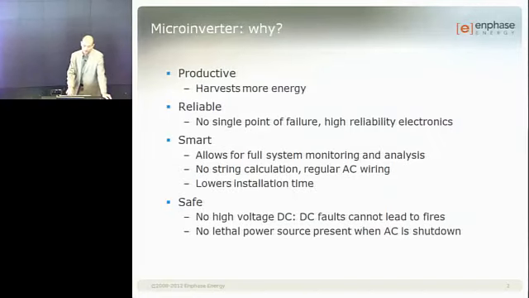So why do we do this? Well, it's productive. It harvests more energy than a string inverter system because we optimize each module independently from the other. In regular systems, all the modules are put in series-parallel combination, and then you have a single MPPT, maximum power point tracking, that attempts to extract the maximum amount of energy out of the array and gets it. The problem is, of course, that the global optimum is not the sum of all the local optima, right? Because we're distributed, we can extract quite a bit more energy than any string inverter could.